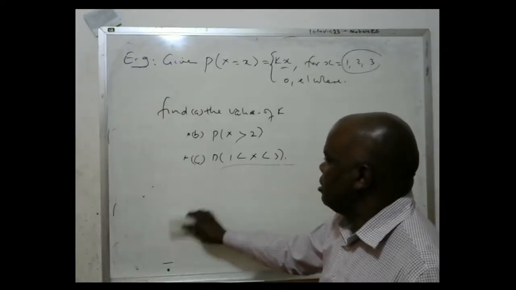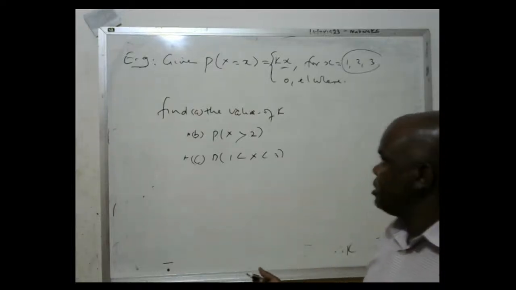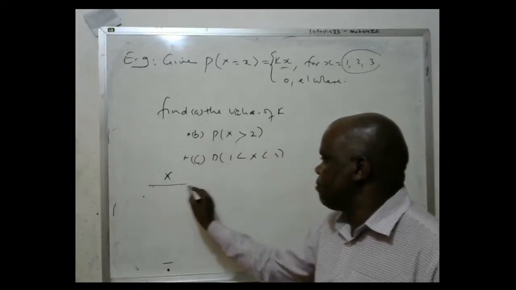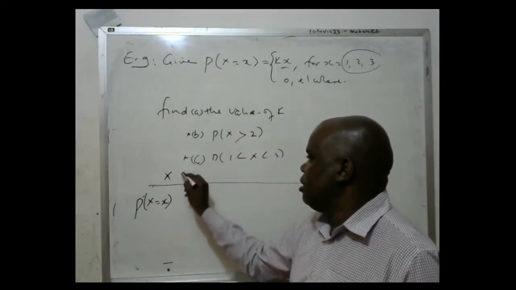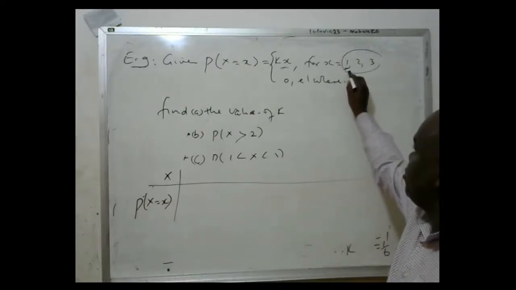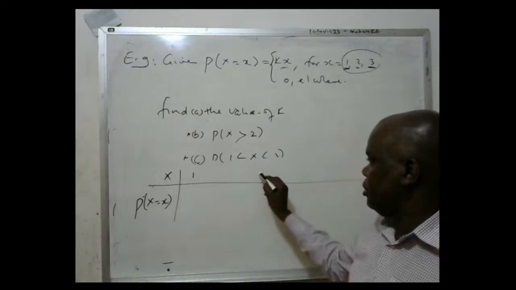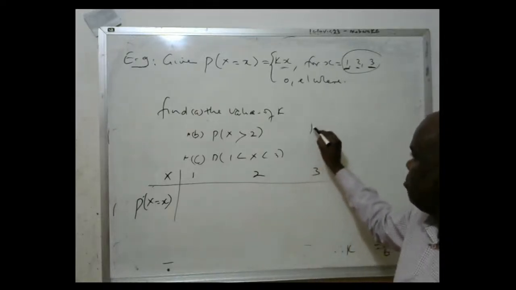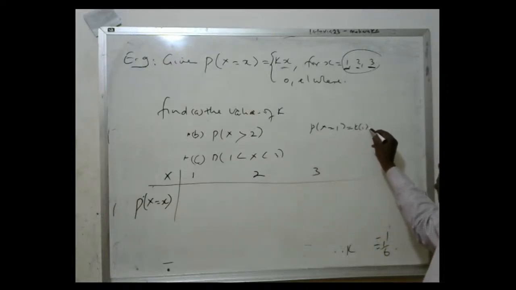That means you can now generate even a probability distribution. We have got our k to be 1 out of 6. That means our probability distribution will be like this. We shall have the probability of x is equal to x, when x takes on the counting numbers 1, 2, and 3. When x is 1, the probability of x is equal to 1 shall be equal to k times 1, which is equal to k.